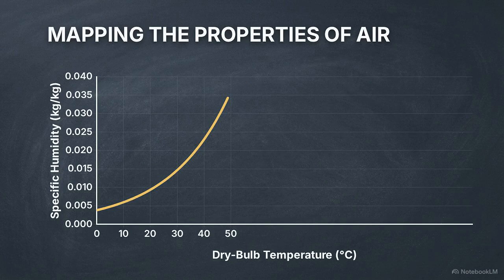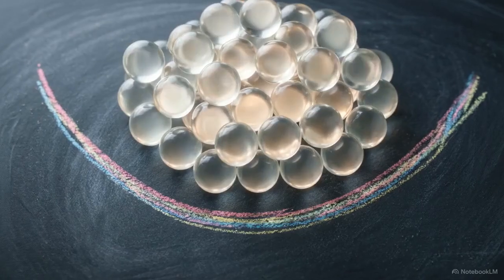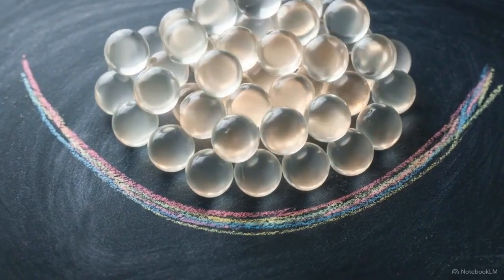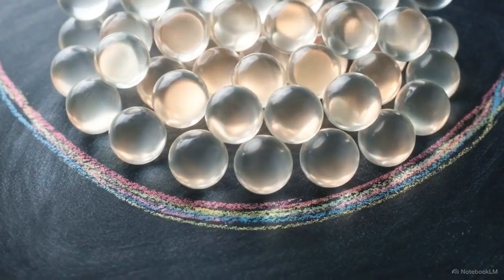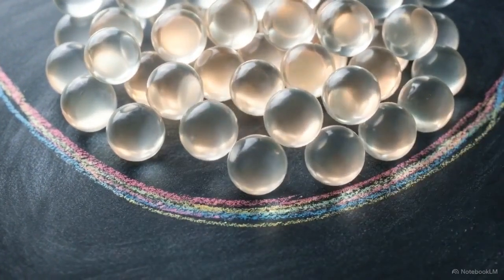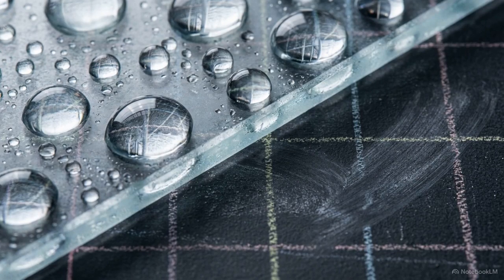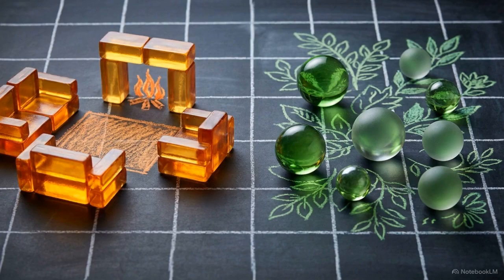Then we draw the absolute limit of the map, the curved saturation line. This boundary represents 100% relative humidity. It is the threshold where the air carries the maximum amount of moisture it can physically hold, before that water starts condensing into physical drops. This simple grid defines the physical boundaries of human comfort and every indoor climate we create.